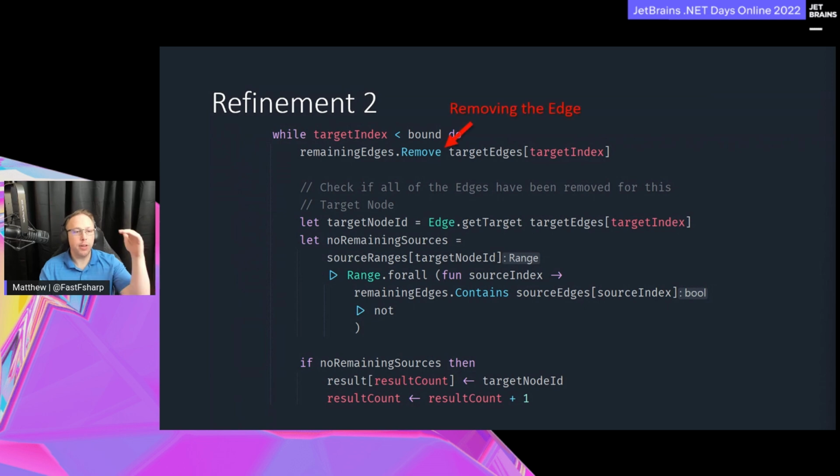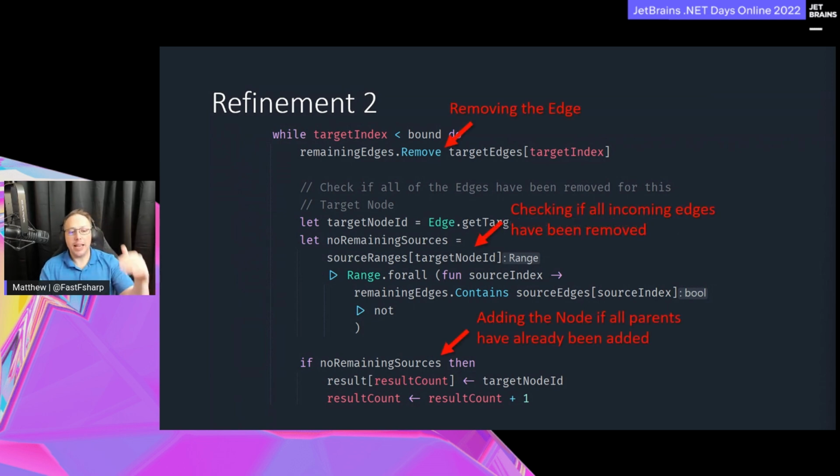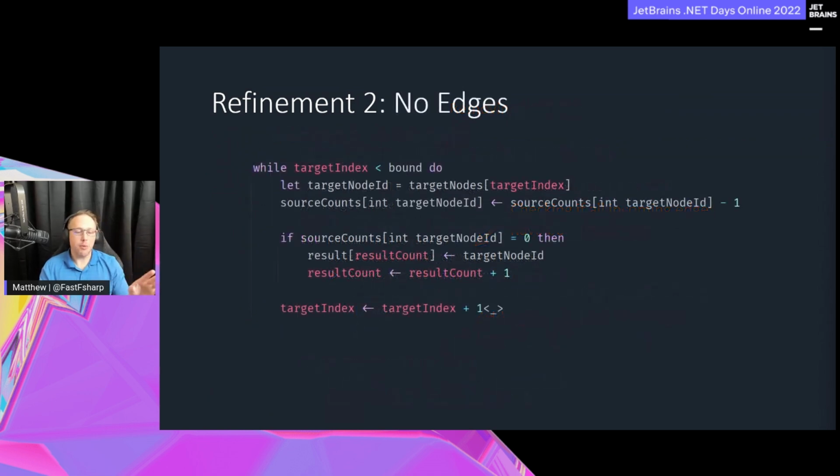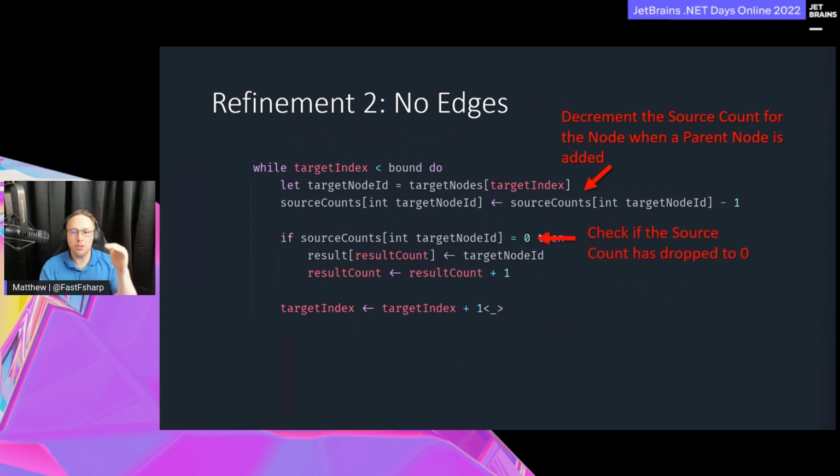So before, we'd have to remove the edge. We'd have to check if all the incoming edges have been removed. And if it had, then we add the node if all the parents have been visited. Instead of that, our code's going to look like this. We're saying, hey, we're going to decrement the source count whenever we visit a parent. And when that count goes to 0, we know we have visited all the parents because we only visit nodes once in this algorithm. And when that happens, we're going to add the node to the result array.